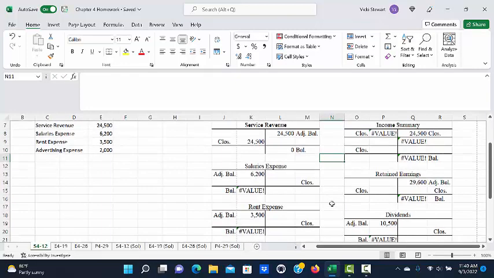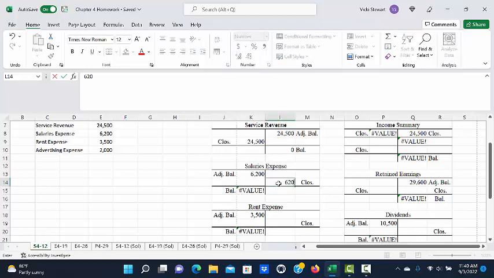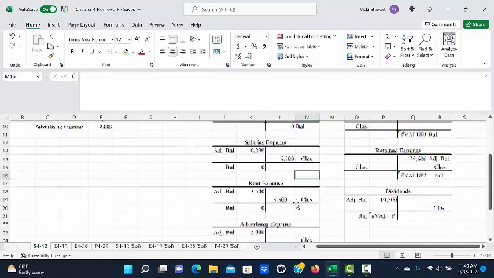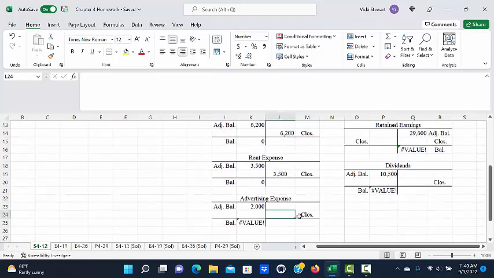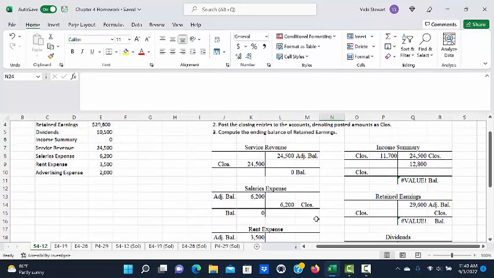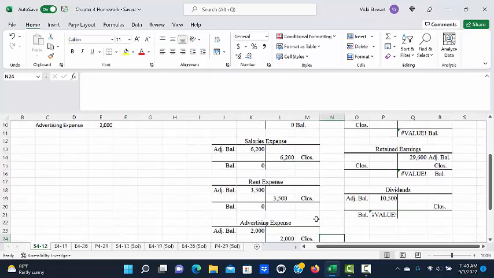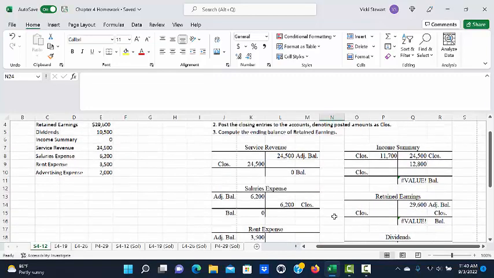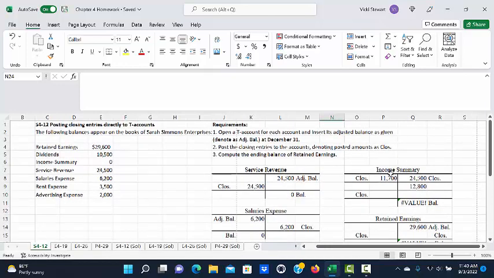All of our expense accounts have normal debit balances. So to close the expense accounts, we are going to credit each one of these: salaries expense $6,200, rent expense $3,500, and advertising expense $2,000. And as you notice, all of our expenses and revenue accounts have zero balances. So now they will be ready to begin to accumulate information for the next accounting period.